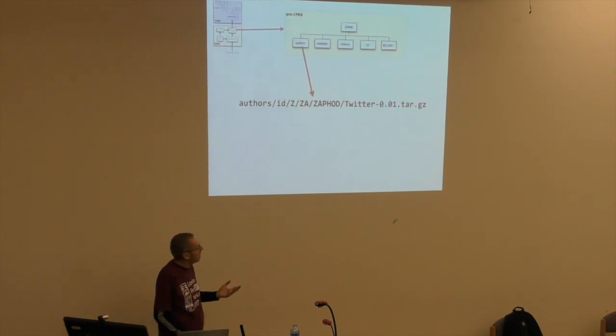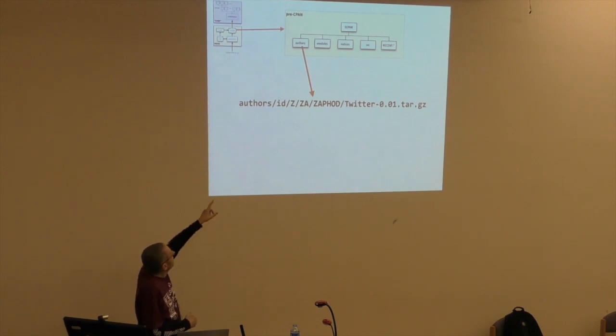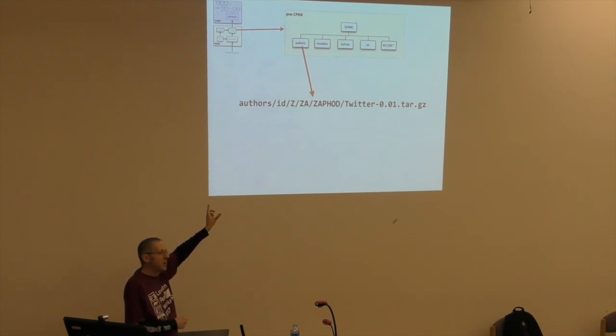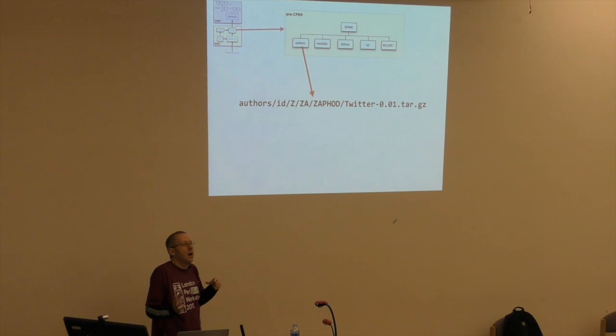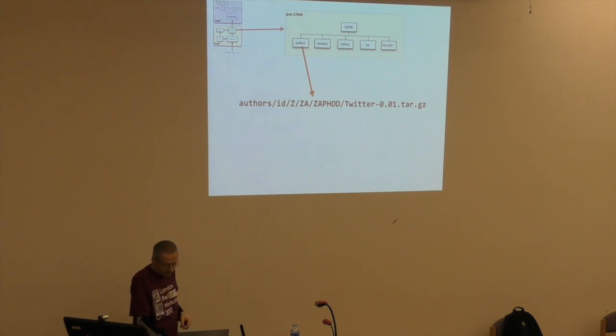So Zaphod uploads his thing, and it goes into his author directory. And this path here, authors/id/Z/ZA/ZAPHOD, that is his author directory. Most of CPAN you can think of as the union of all of those author directories. I'm not sure of the percentage, but I'm sure it's more than 95% of the bytes of what's on CPAN is basically just the collection of those author directories.